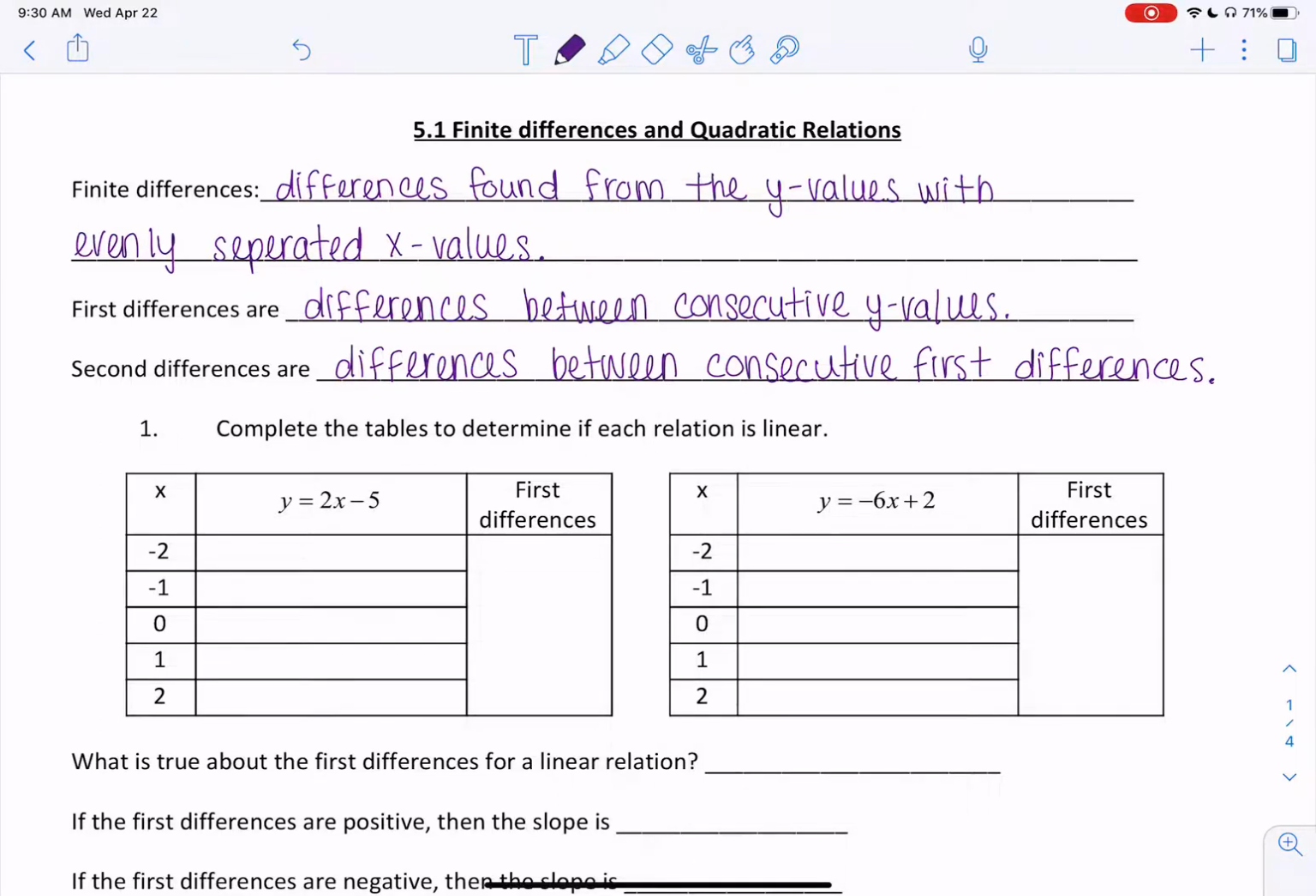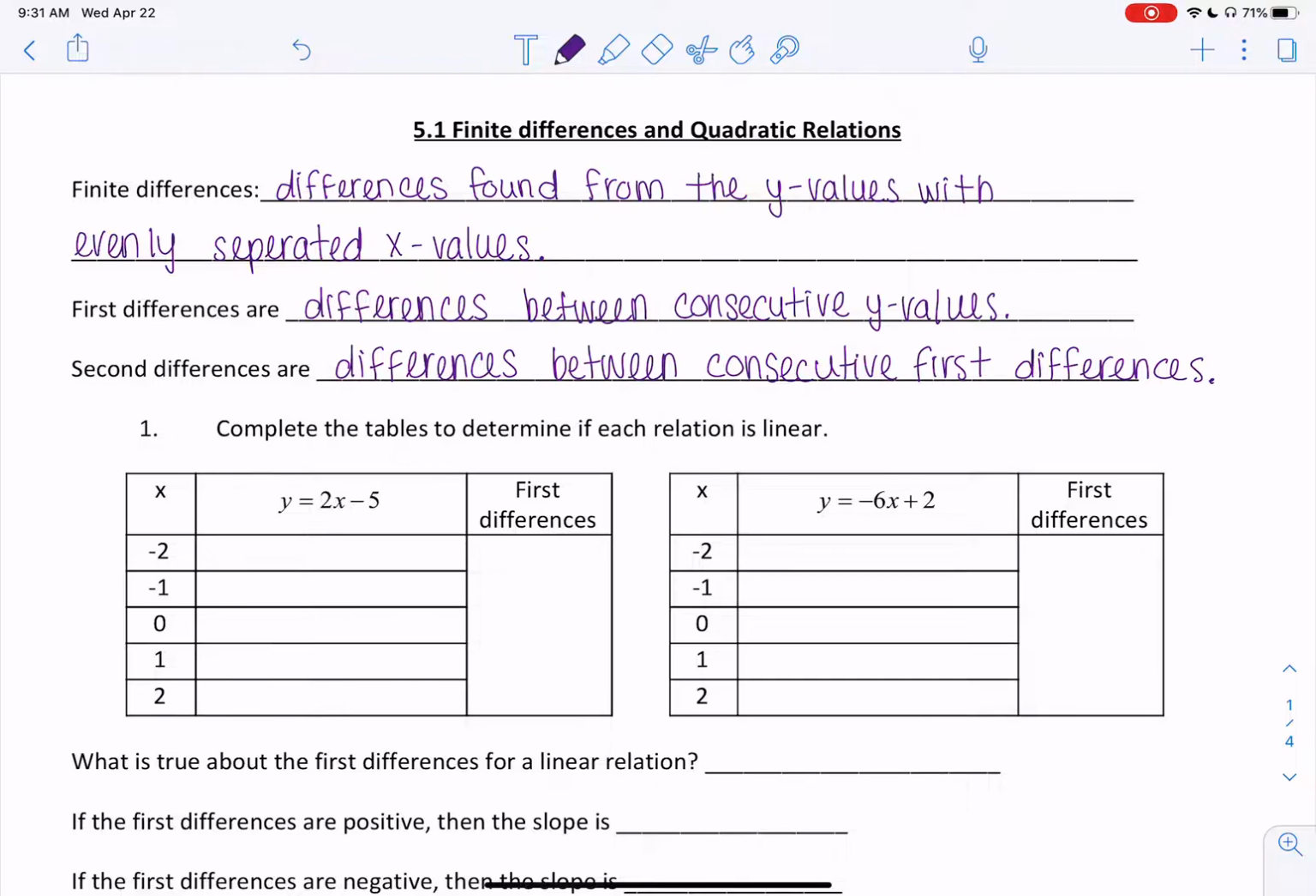We are officially beginning Unit 5, and we're going to start by looking at the finite differences and quadratic relations. So finite differences are something that we have worked on before, and it's something you've done a lot of in grade 9. So we're going to start by doing a bit of a recap to help you remember how to work with finite differences. So as a reminder, finite differences are the differences found from the y values with evenly separated x values. So the fact that our x values are evenly separated is very important in getting an accurate answer from our first differences.